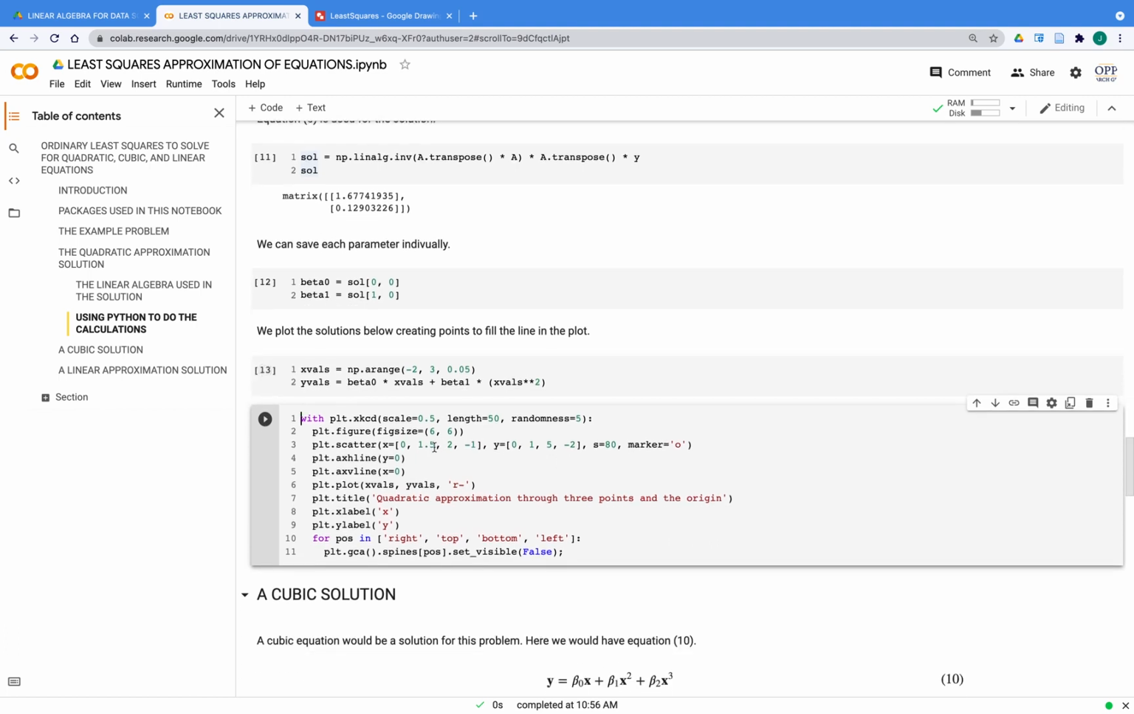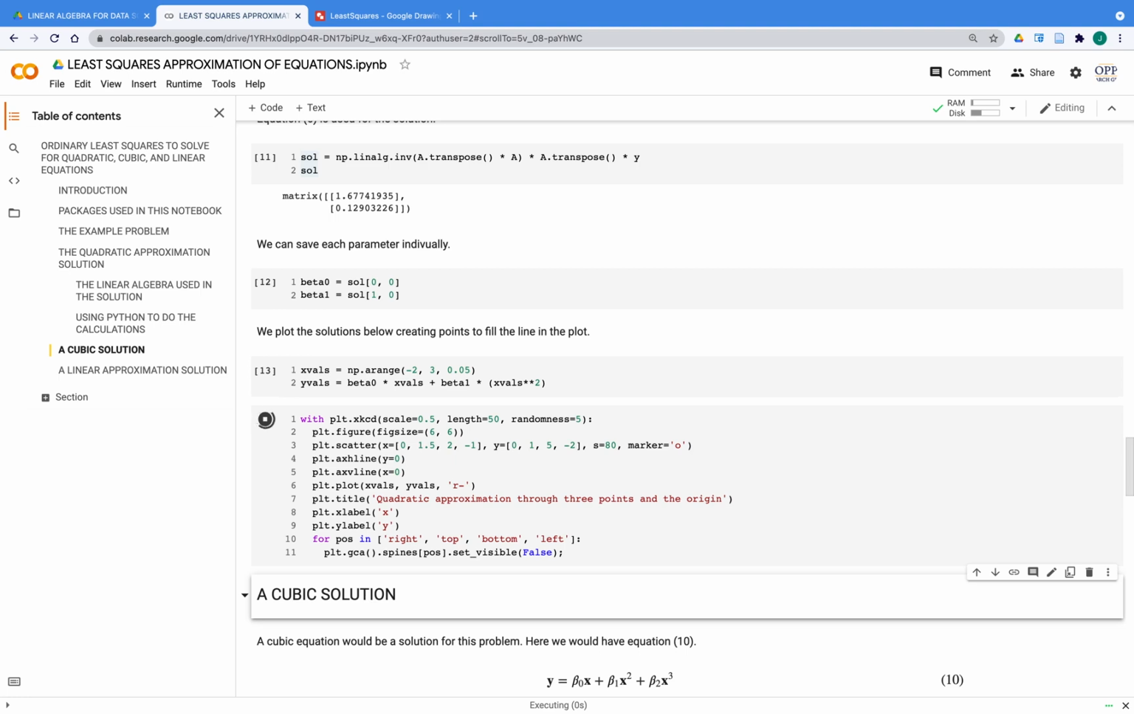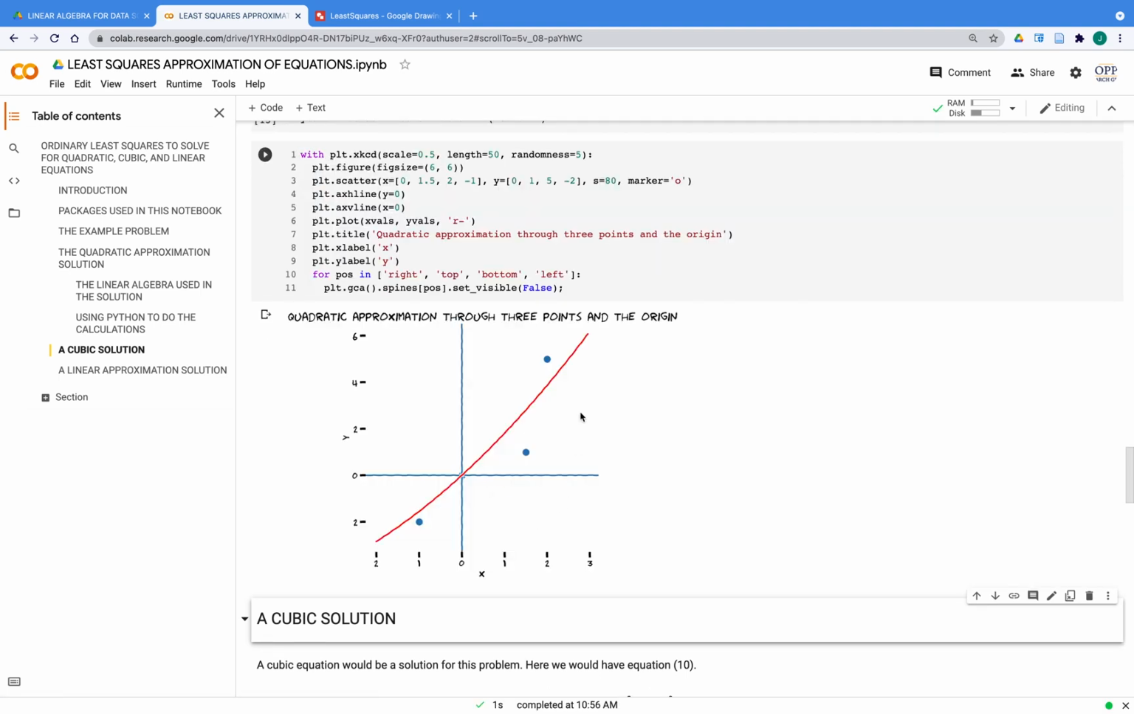And then again with xkcd, what we're going to do is just create this figure. I'm going to put my dots in the figure, and I'm also going to plot this red line, which we can see there, of x and y values, so that we can see both the 3 points that we had and this quadratic approximation. It's not going to go through all those 3 points, and I've explained to you exactly why that would be. It's not in the column space. And there you can see that would be the best approximation that we can find.